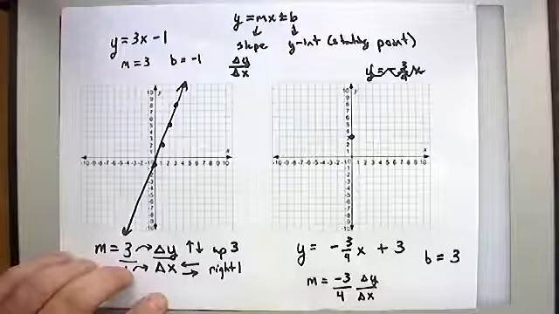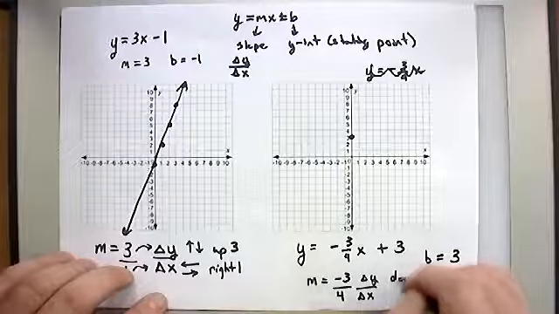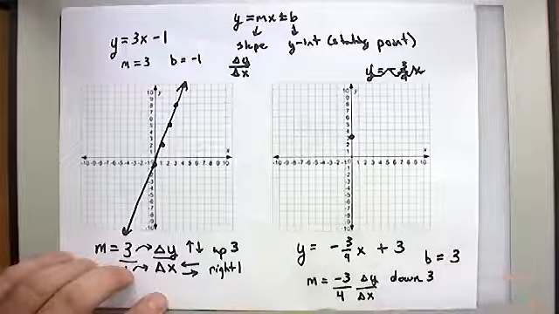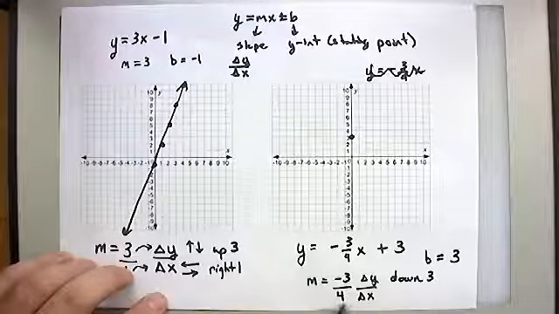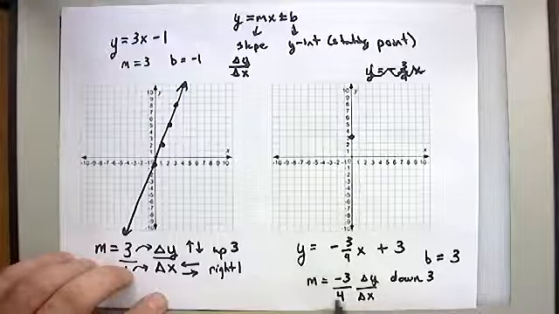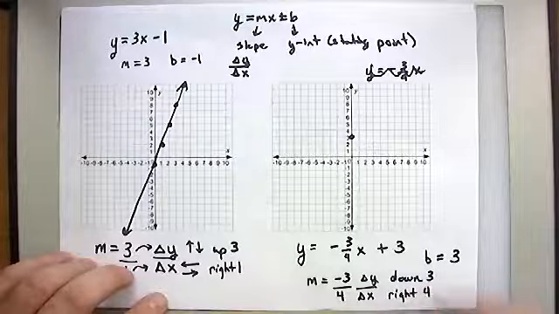-3 on the y would not be up, right? If I told you the change in y was -3, that would be down 3. If I told you the 4 was the change in the x, and remember, this 4 is not negative. If it was 2 negatives, this thing would be positive, right? That's a positive 4, so that's still going to be right 4 on the x.